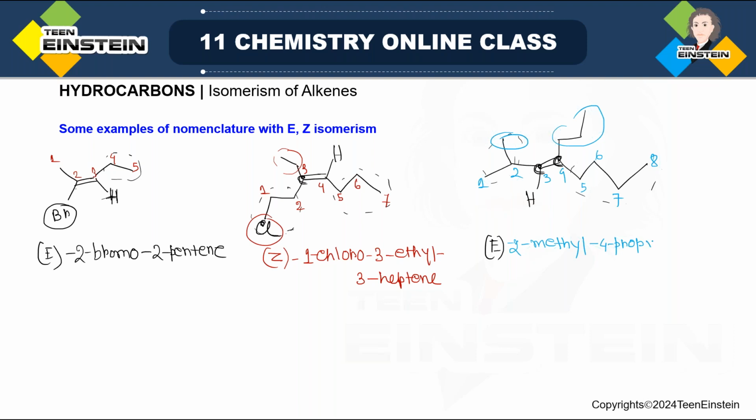4 propyl. 2 methyl, 4 propyl. Longest chain total 8 carbon and position is 3. Double bond position is 3. So that is why it should be 3 octene. E 2 methyl, 4 propyl, 3 octene. Okay.